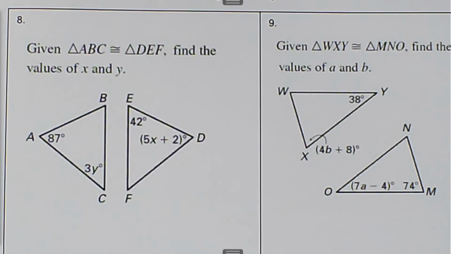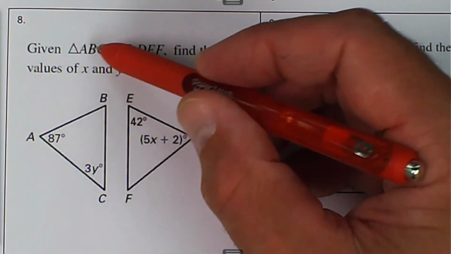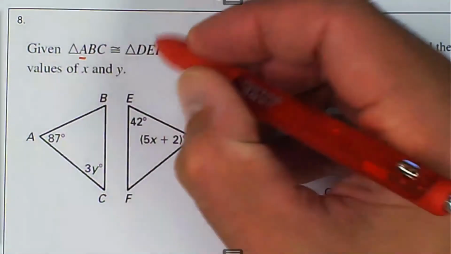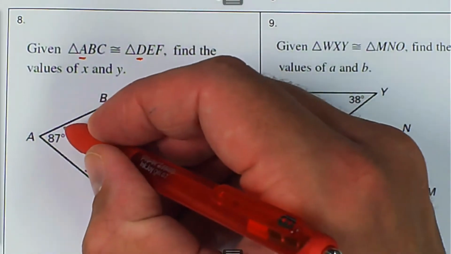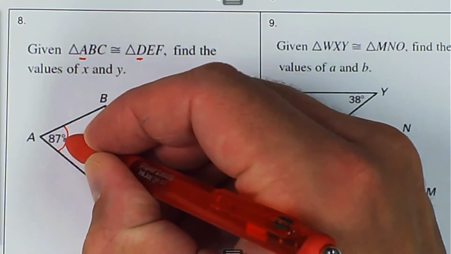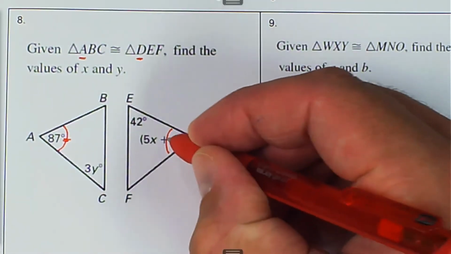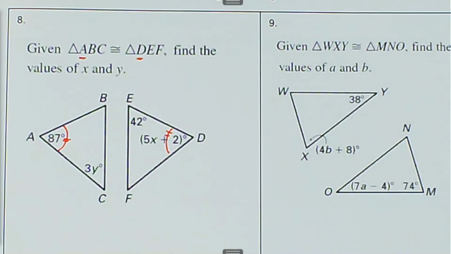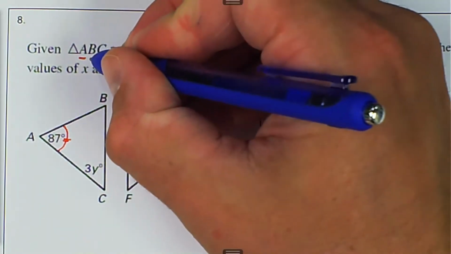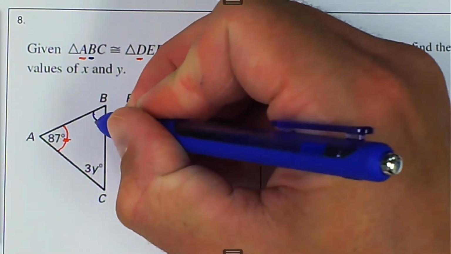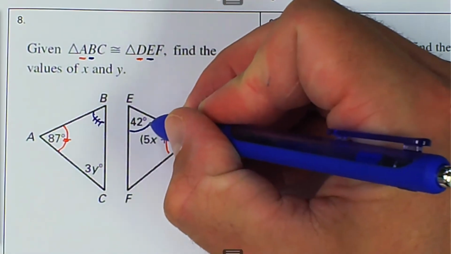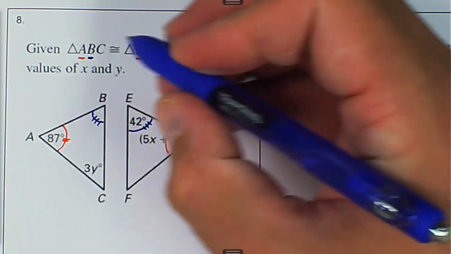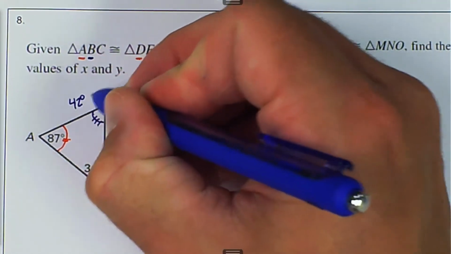So if we're looking at this, we can use the name again. It says triangle ABC, so A has to be congruent to D. So I'm going to put 2 marks here, and then I'll put 2 marks here. And then, because B was number 2 and E is number 2, those also have to be congruent. So we know that this has to be 42 degrees.